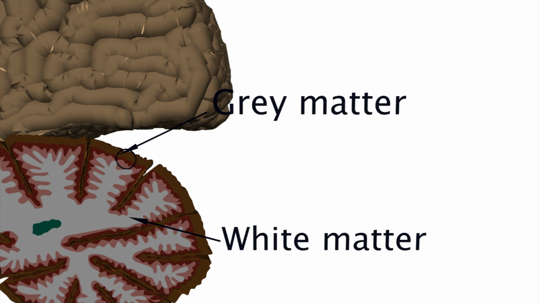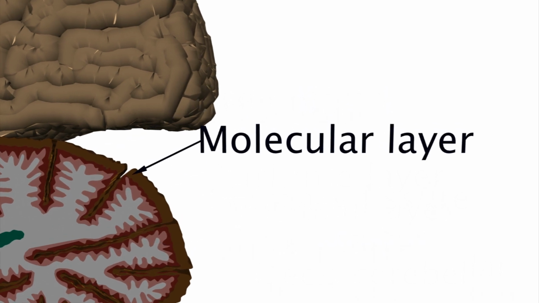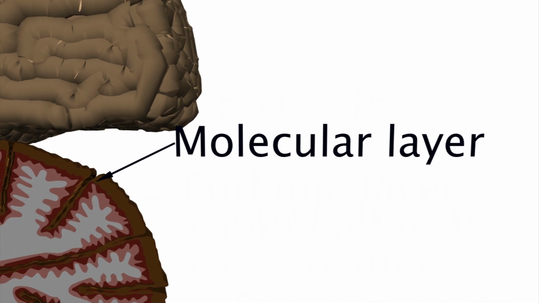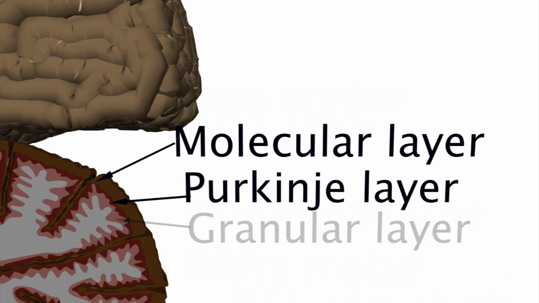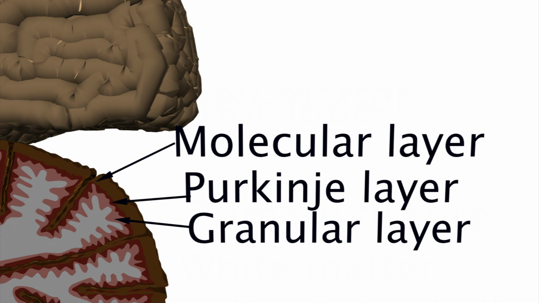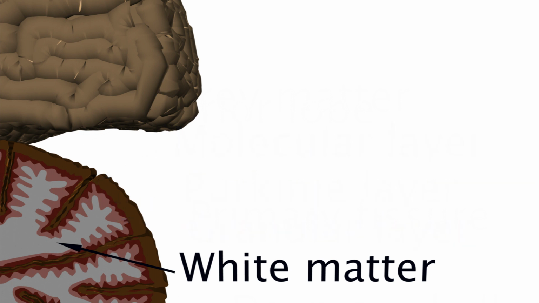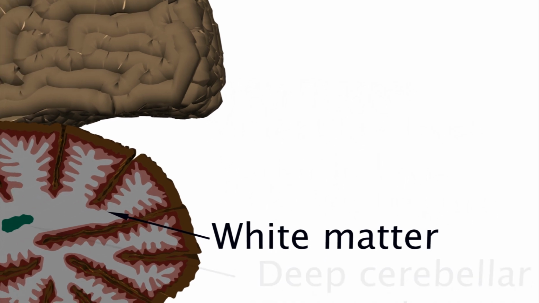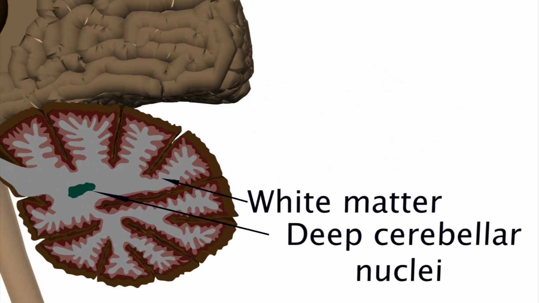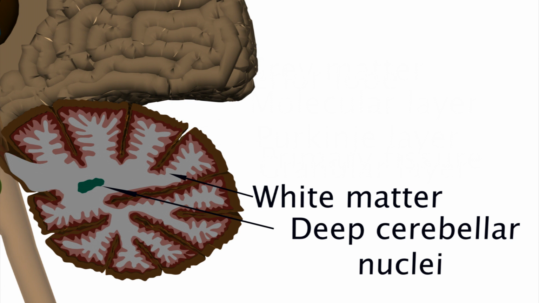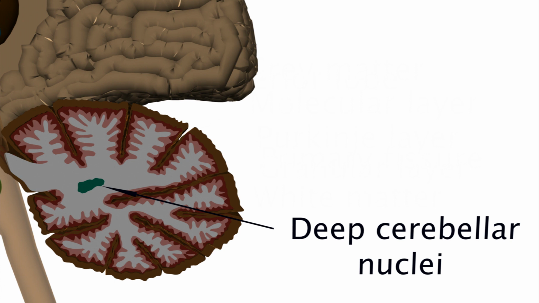The outermost is the molecular layer, followed towards the interior by the Purkinje layer and then the granular layer. Then the region of white matter that contains myelinated axons and neurons. Towards the center of the white matter we find the deep cerebellar nuclei, which are the only structures from which the outputs of the cerebellum originate. Each nucleus receives input from a given area of the cerebellar cortex.